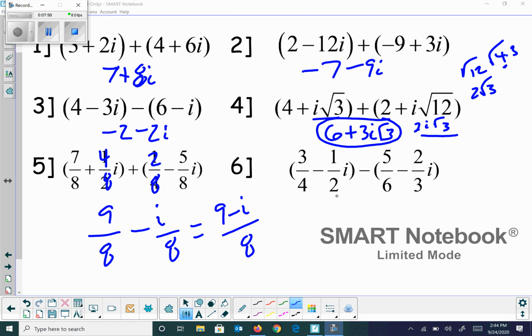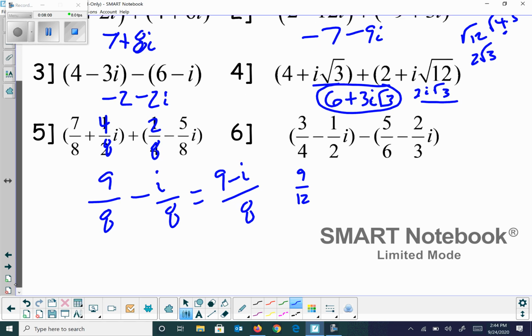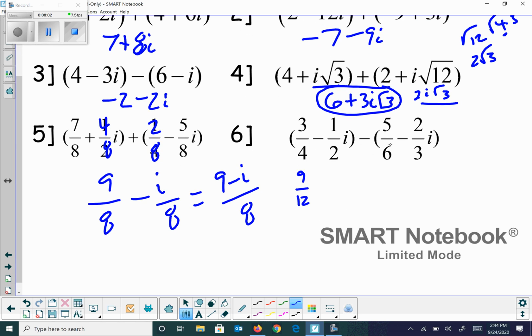All right, so problem number 6. Again, we're going to take care of the fraction. So I have 3/4 minus 5/6. Let's get a common denominator. So we're going 9 over 12 for that part. This part's going to give me minus 10 over 12. So that's going to give me negative 1/12.